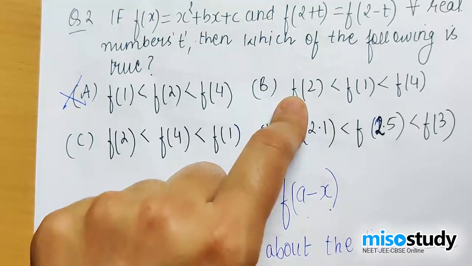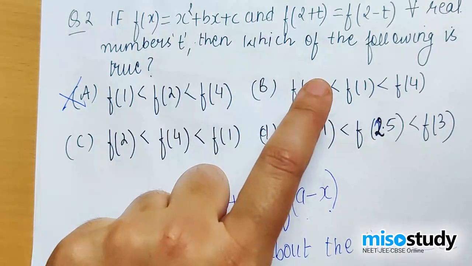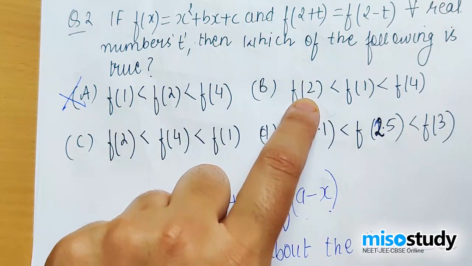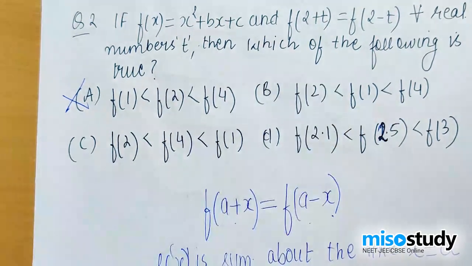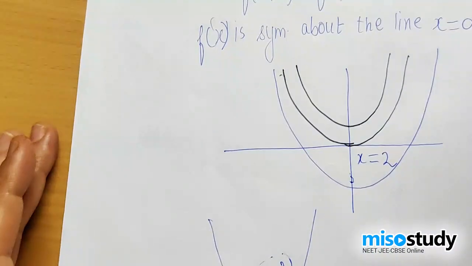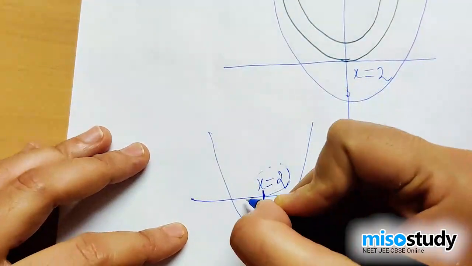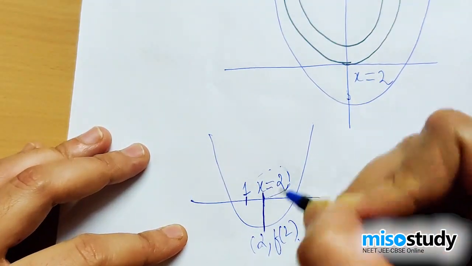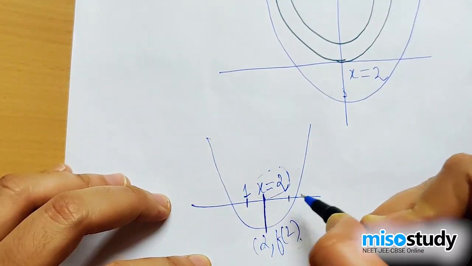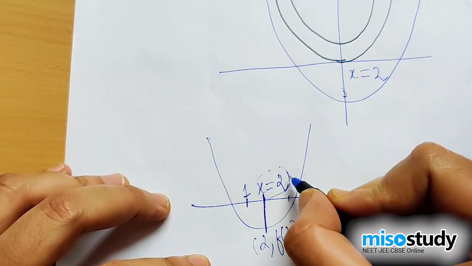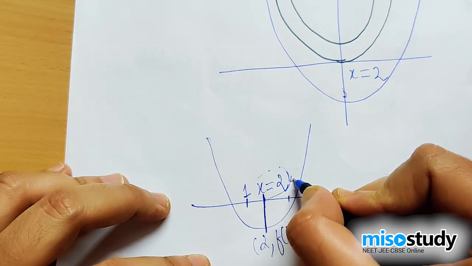Now let's come to option B. It says that the value of f of 2 is minimum, the value of f of 1 is greater than that, and the value of f of 4 is the maximum. So let's find out. From this graph, somewhere over here we'll have x equal to 1, and somewhere over here, I don't know the point where it will be cutting, somewhere over here let's say it will be x equal to 4.